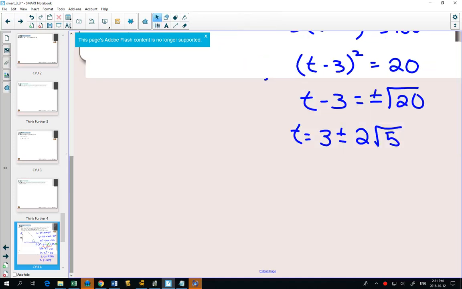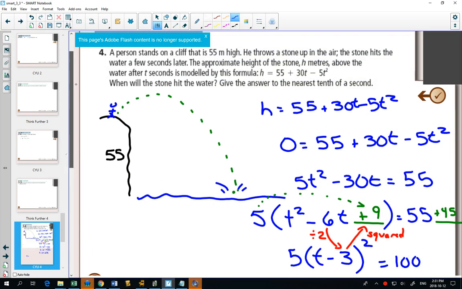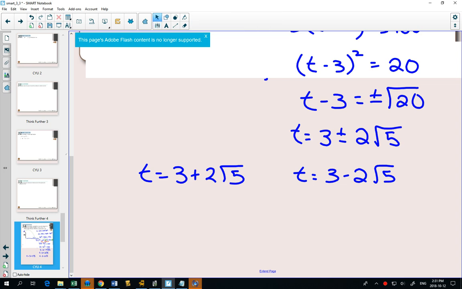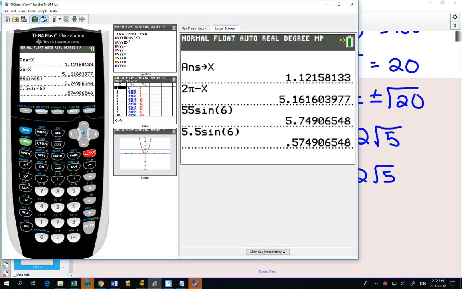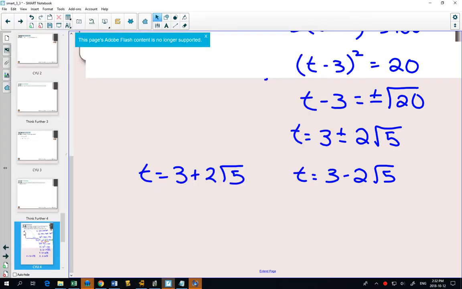Now if I want to change those to a decimal, did this question say to the nearest tenth or anything like that? It does say to the nearest tenth, so I'm going to want to get my answers. One of the answers is 3 plus 2 root 5 and the other answer is 3 minus 2 root 5. And we're going to see what those answers look like when we type them into our calculator. So for our first answer, 3 plus 2 square root of 5, 7.47 to the nearest tenth would be 7.5. Was time in seconds? Add our units.